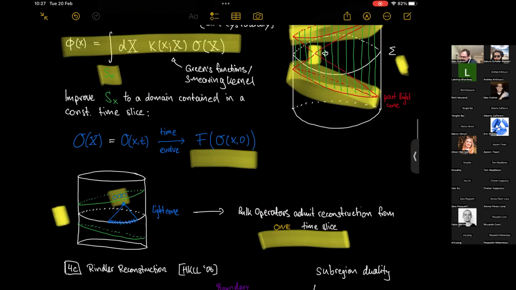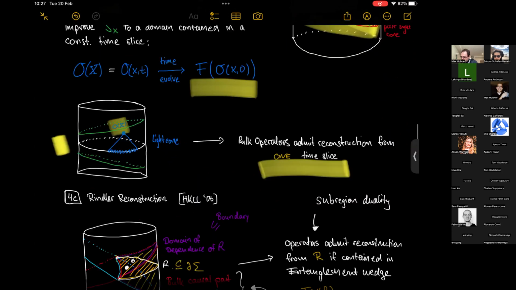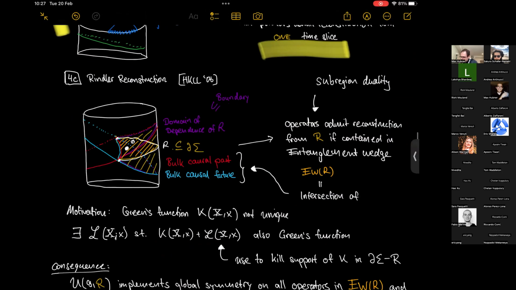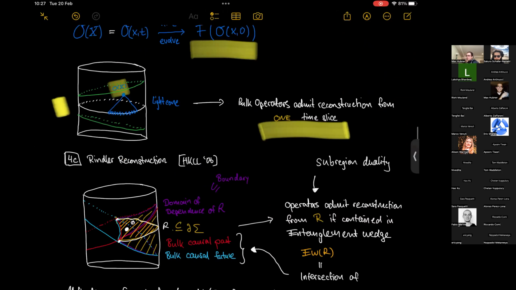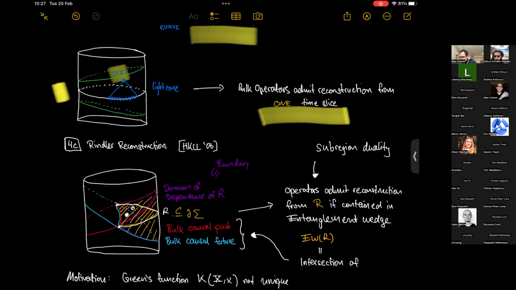Now from here, Rindler reconstruction makes a stronger statement. It says that I can reconstruct bulk operators, again with a very similar formula as above, phi, only using this arc R in white here. And I can reconstruct it whenever it's in the entanglement wedge of R.